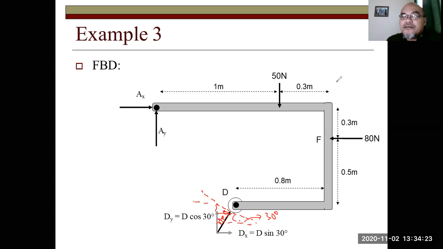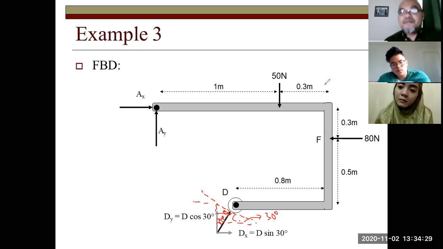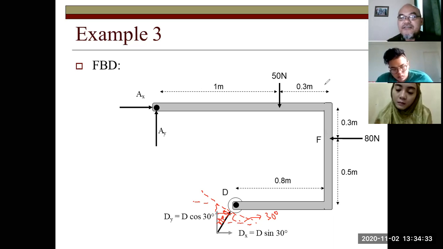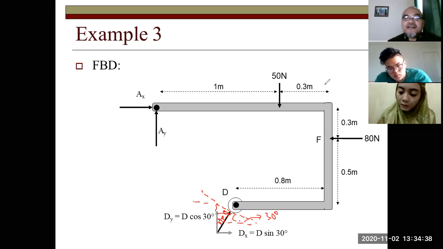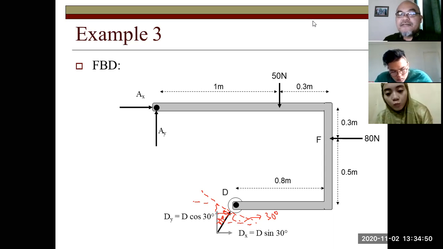Do not be mistaken. Sometimes you put it in reverse, meaning Dx equals D cosine 30, Dy equals D sine 30 degrees. You have to look at where the 30 degrees is. Be careful. Okay, then continue further.